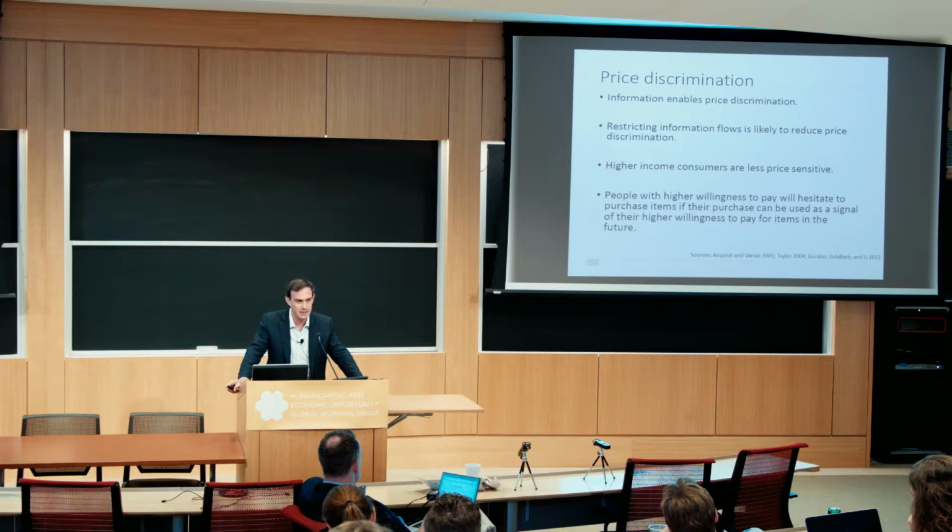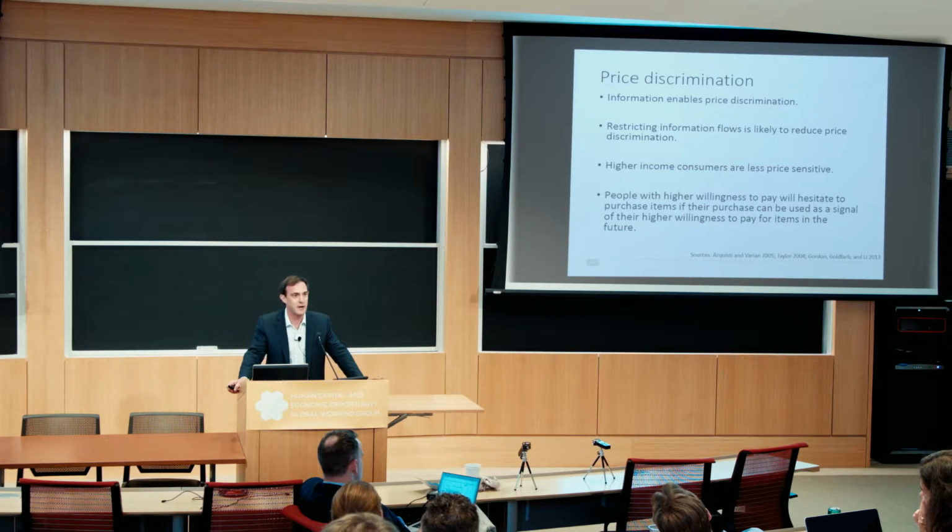Okay, another statement that is more grounded in my own research, so I'll trust it more, which is high-income consumers are less price sensitive, at least in consumer packaged goods. So people with higher willingness to pay will hesitate to purchase items if their purchase can be used as a signal of their higher willingness to pay for other things. So when we have this non-rival aspect of the information, what's going to happen, rich people are going to be more hesitant to buy because they're going to be afraid that that information is going to be sold to someone else who's then going to exploit them.